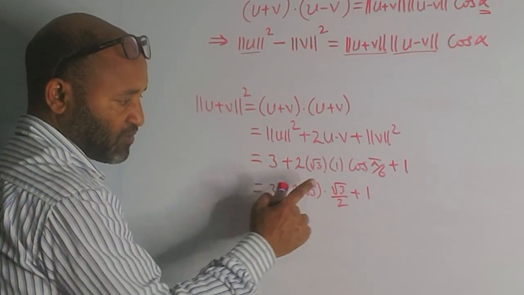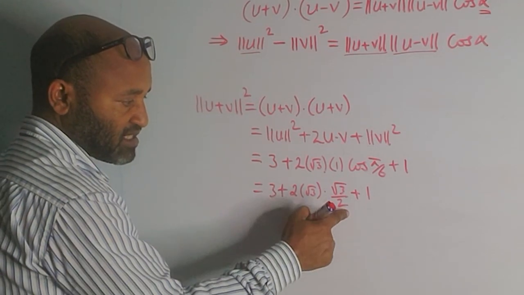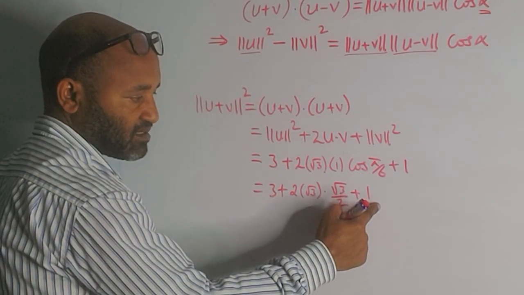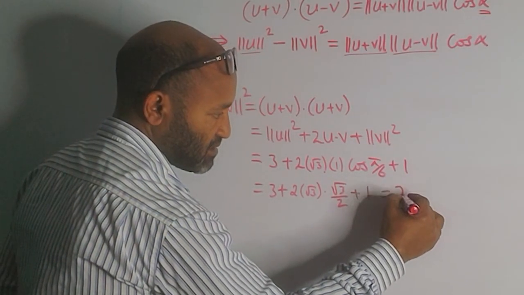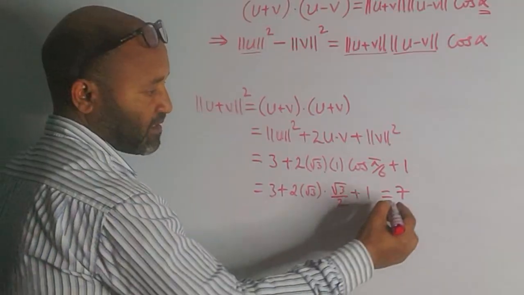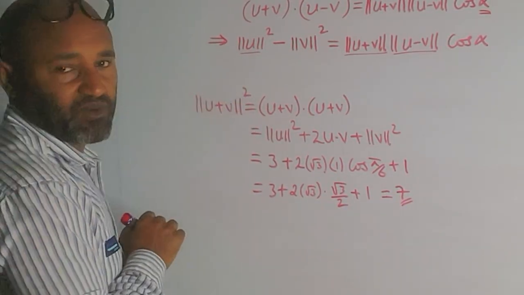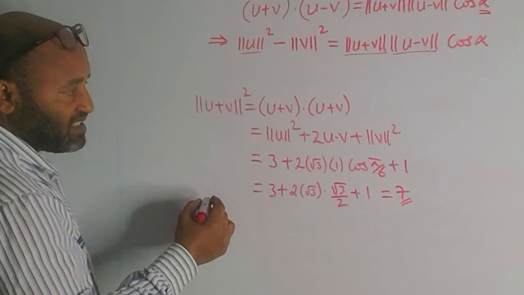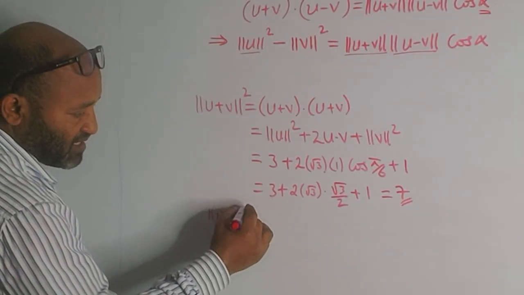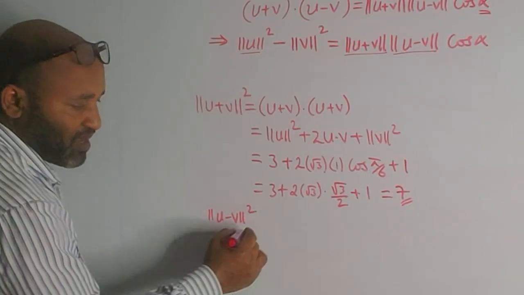3 plus 1, 4. Radical 3 times radical 3, 3. 2 cancel 2. So 3 plus 3 plus 1. That is 7. 3 plus 3, 6 plus 1, 7. This is the value of magnitude of u plus v square. Similarly, magnitude of u minus v square.